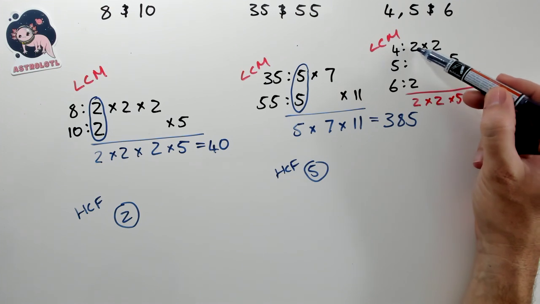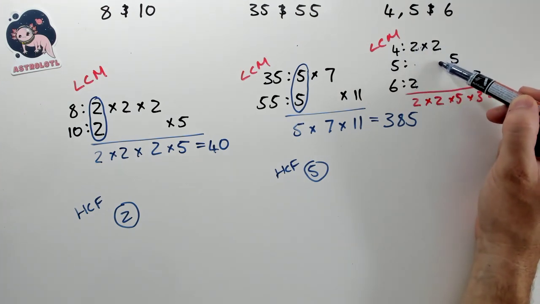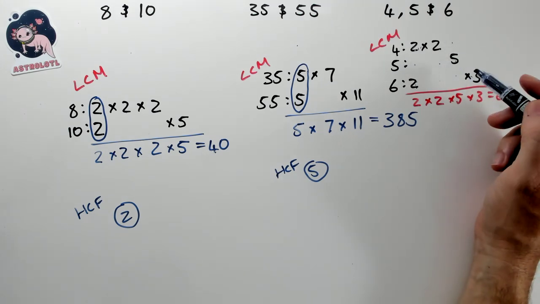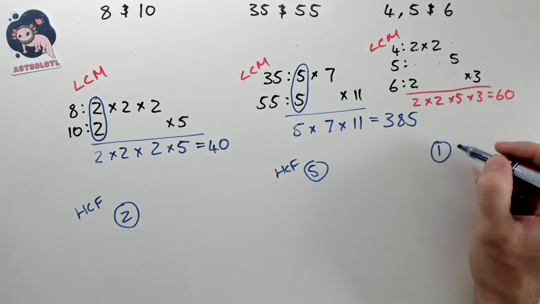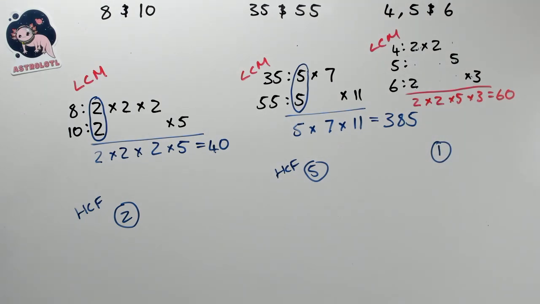And in this case, you can see there's not a 2 in all of them. This 2 has no friends, that 5 is alone, and 3 is alone. So the highest common factor in this case is basically just 1. 1 can go into those numbers, but nothing else. So yeah, that's pretty straightforward.